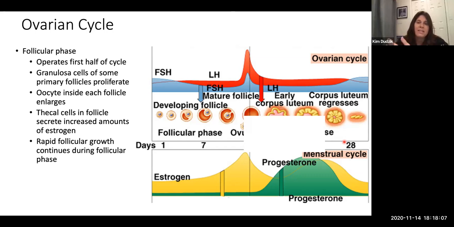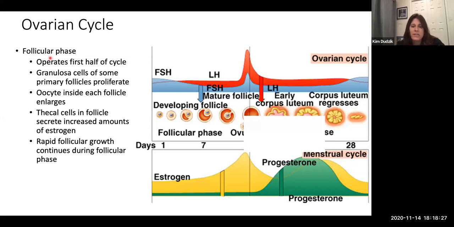So 1 month, the cycle might be 28 days. The next month, it might be 26 days. The next month, it might be 30 days. So it's pretty variable. But to make it easy, we go on a 28-day cycle. Okay, so the first half of the ovarian cycle is referred to as the follicular phase.